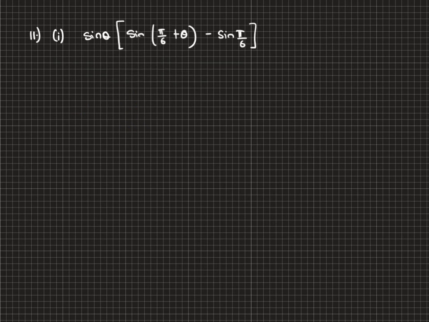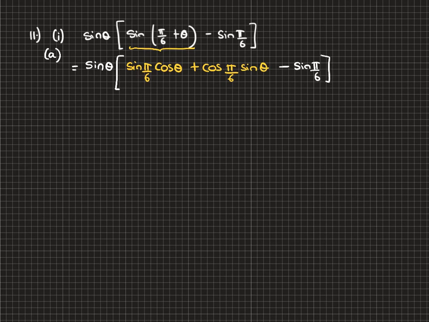So question 11, part 1, part A, we've got to use small angle approximations to simplify this result here. Before we do the small angle approximations part, I'm going to expand this part here. So sine pi by 6 cos theta plus cos pi by 6 sine theta using the compound angle result, and then sine pi by 6 here. Again, I'm still not going to use the small angle approximations just yet. I'm going to substitute in for known values such as sine pi by 6 and cos pi by 6.